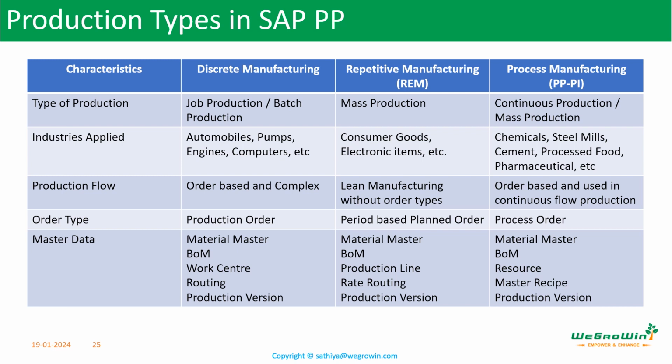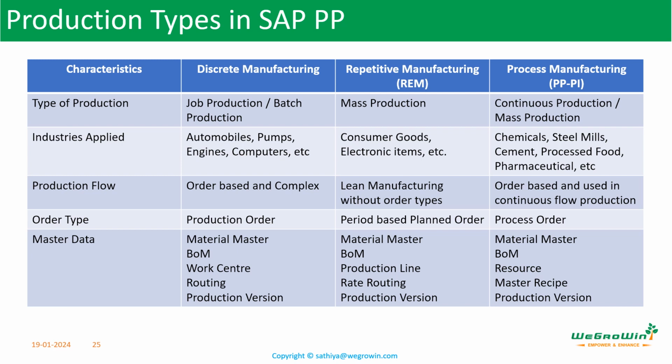So in general, what are the industries applied? For discrete manufacturing: automobiles, pumps, engines, computers, etc. And repetitive manufacturing, like consumer goods, electronic items. For process engineering: chemicals, steel mills, cement, process goods, pharmaceutical, etc.